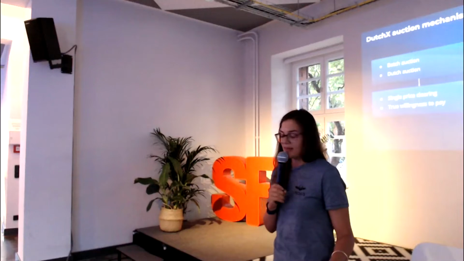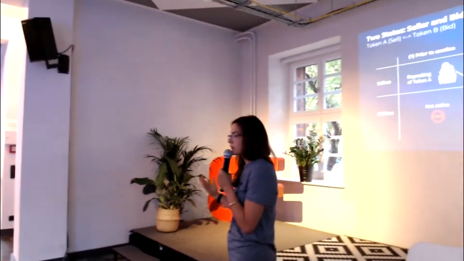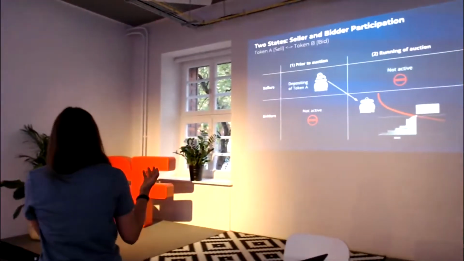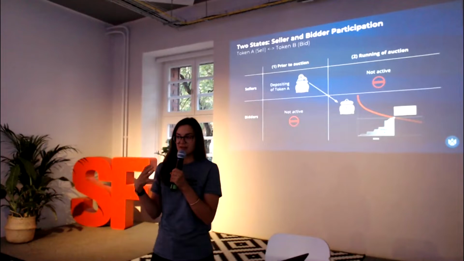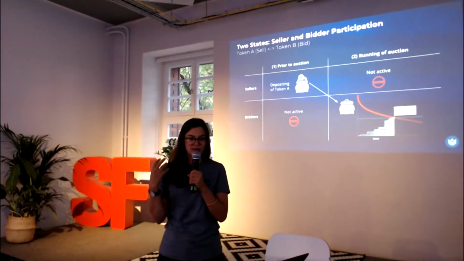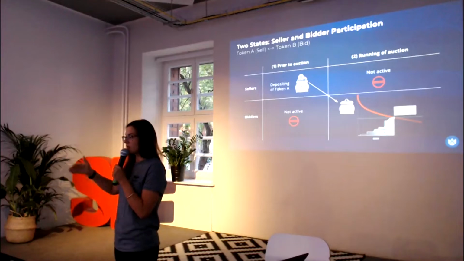So how do we apply this in our model? As I mentioned, it's two stages. Let's go through the example where somebody would like to exchange token A for token B. So in this example, token A would be the sell token and token B would be the bid token. So you have two stages.